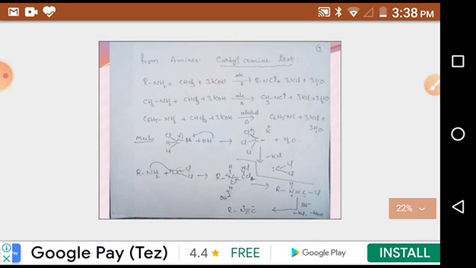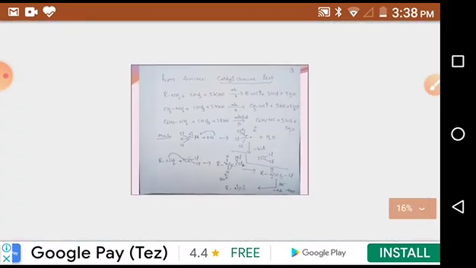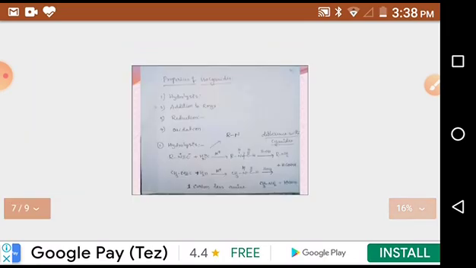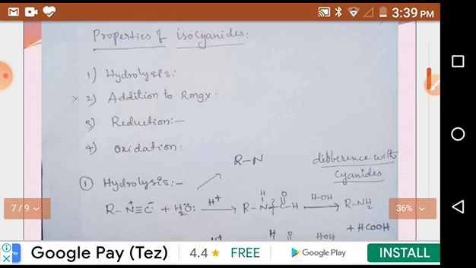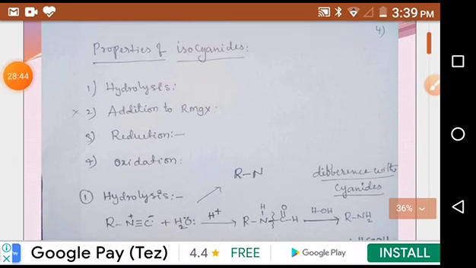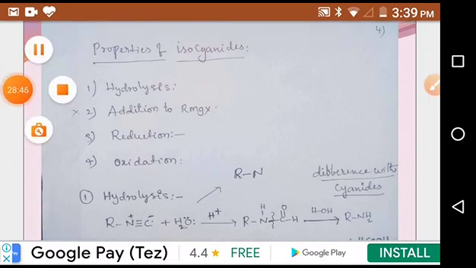So far, we have discussed two preparation methods of isocyanides. One is from alkyl halides using silver cyanide. Second is from primary amines by the carbylamine reaction. Next slide. Properties of cyanides. So we have different properties.